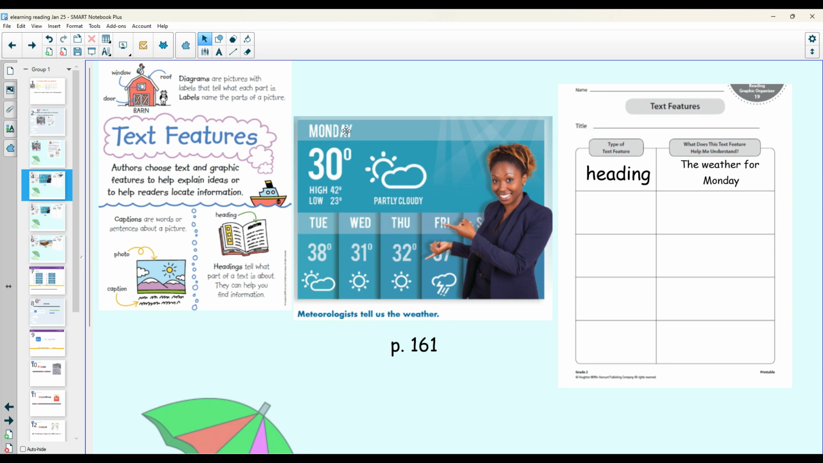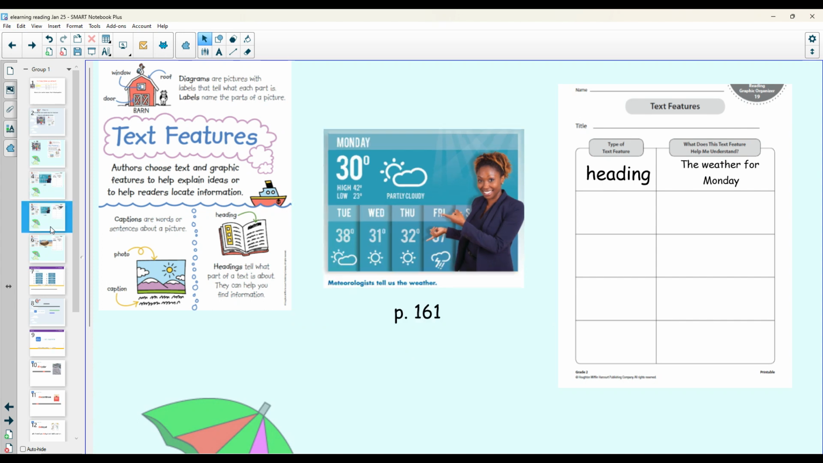The heading is at the top of the page, just like it's showing me with this arrow. The heading is telling me what the weather for Monday is going to be. Now, I know it says Tuesday, Wednesday, Thursday, but the biggest part of this photograph is Monday's weather. You do not have to copy the heading and the weather for Monday. Let's take a look at the same page. I am going to need your help with this text feature. So let's take a look.